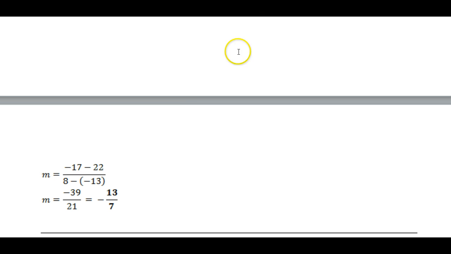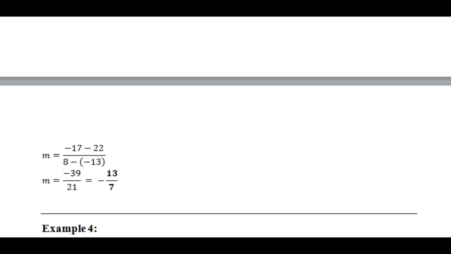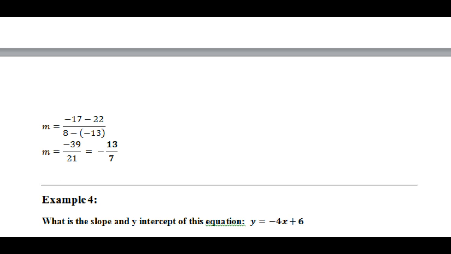8 plus 13 is 21. And negative 17 minus 22 is minus 39. So we get minus 39 over 21, and then fractions always need to be reduced to the lowest terms if they can be reduced. So in this case, it's minus 13 over 7.